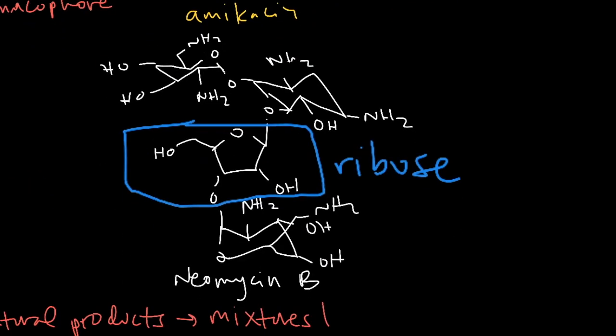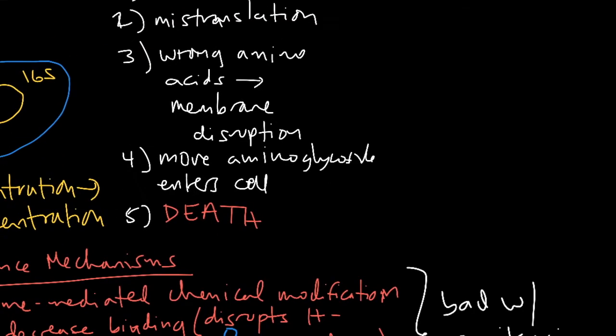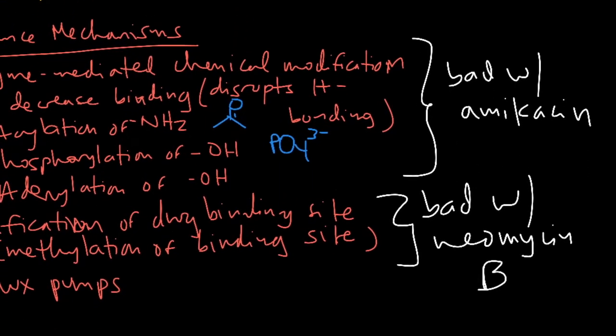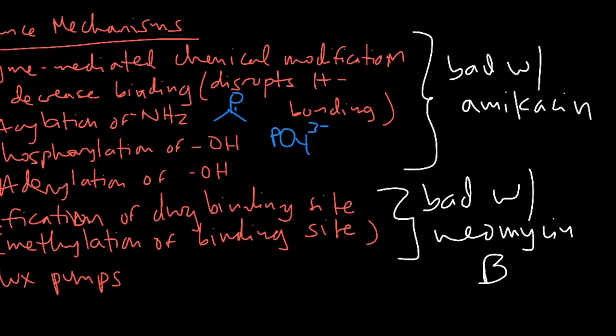If you have bacteria that are resistant because they methylate the binding site, then you can use neomycin B. So neomycin B is not affected by methylation of the drug binding site by bacteria. So amikacin is not affected by enzyme-mediated chemical modification, and neomycin B is not affected by methylation of the drug binding site.